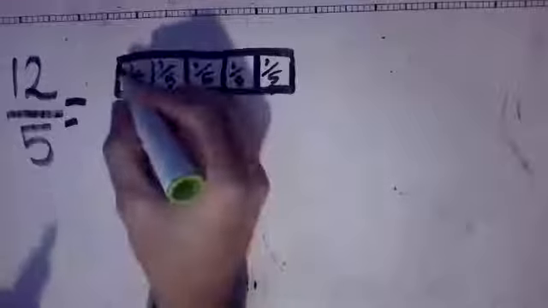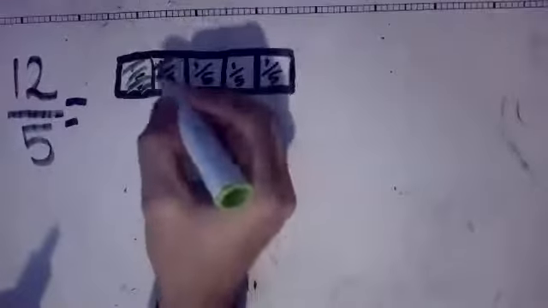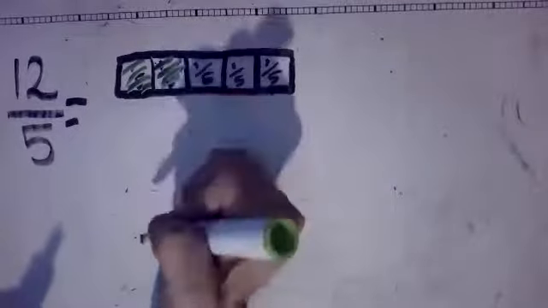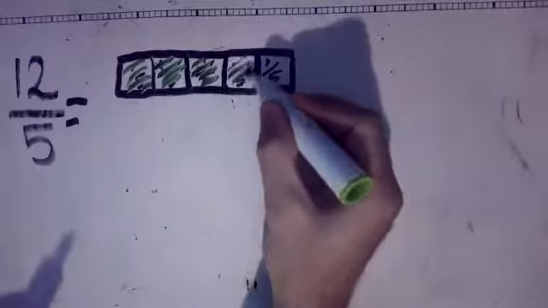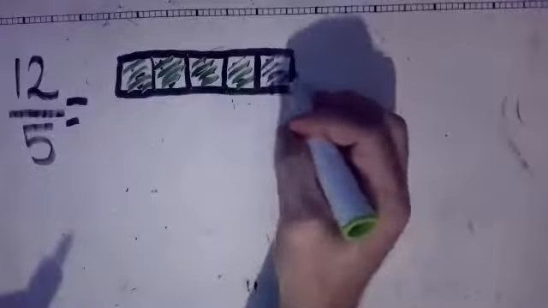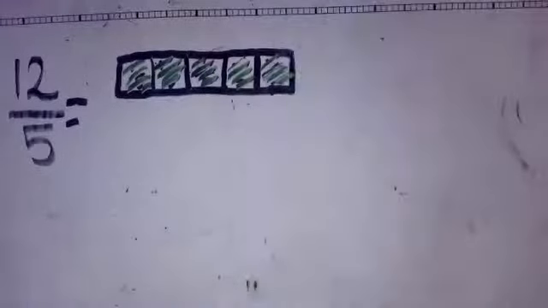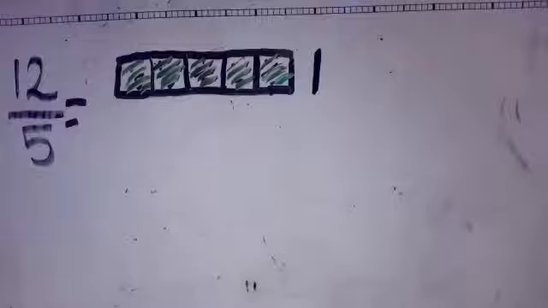So I'm going to start here. I'm going to say, all right, there's 1/5, 2/5, 3/5, 4/5, 5/5. Now I have made myself 1 whole, and I'm going to write that down, that I now have 1 whole. But I'm only at 5/5. I need to get to 12/5.